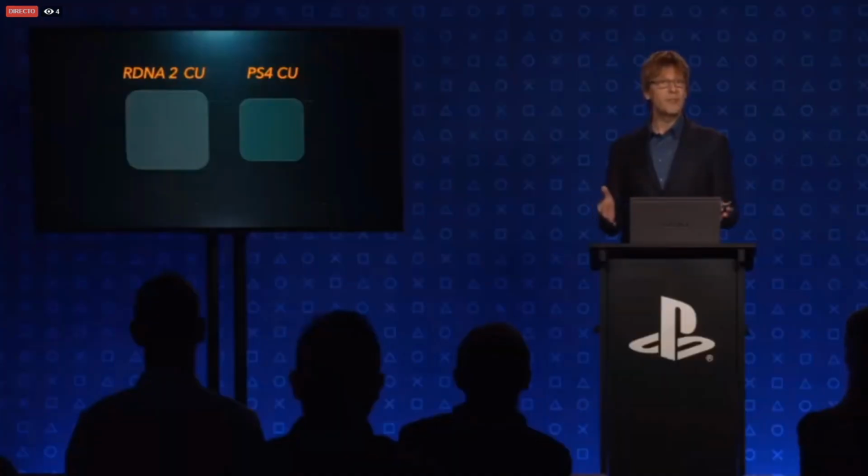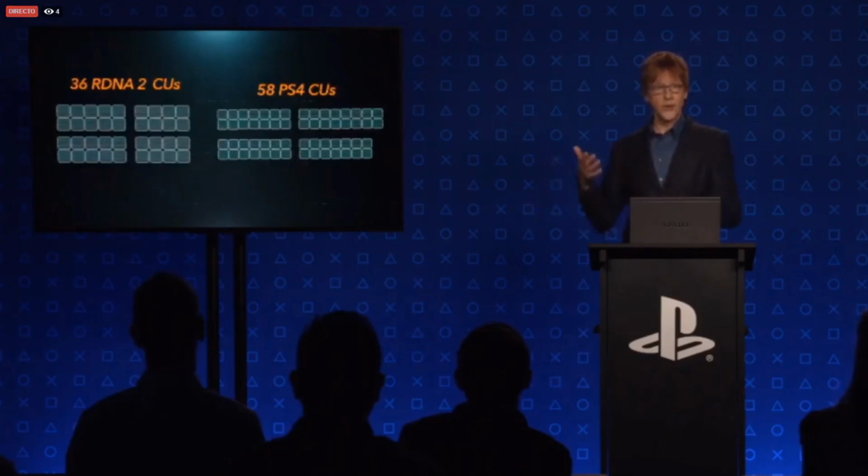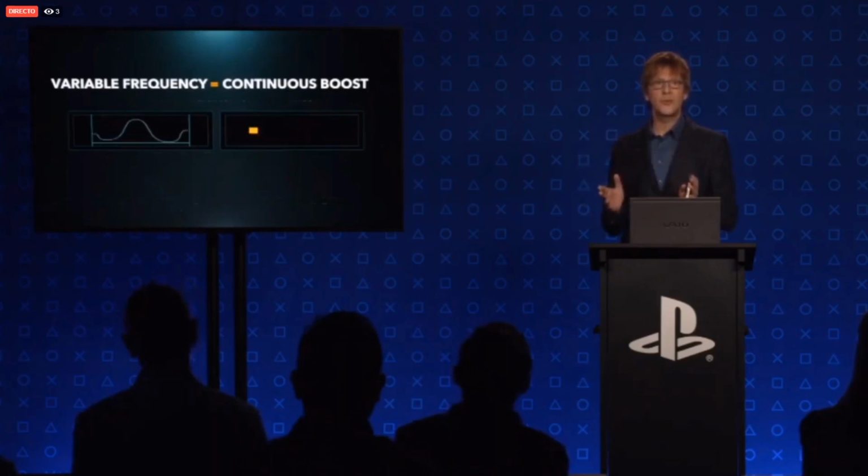We built a GPU with 36 CUs. Mind you, RDNA 2 CUs are large. Each has 62% more transistors than the CUs we were using on PlayStation 4. So if we compare transistor counts, 36 RDNA 2 CUs equates to roughly 58 PlayStation 4 CUs. It is a fairly sizable GPU. Then we went with a variable frequency strategy for PlayStation 5, which is to say we continuously run the GPU and CPU in boost mode.